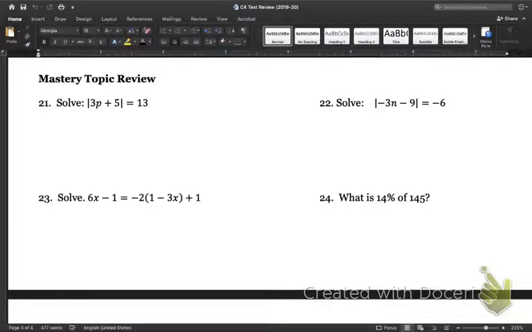This is the Chapter 4 test review video for numbers 21 through 28, so all of the mastery questions. So 21 and 22 are both absolute value equations. So starting with 21, our absolute value bars are alone, so we first need to split up.